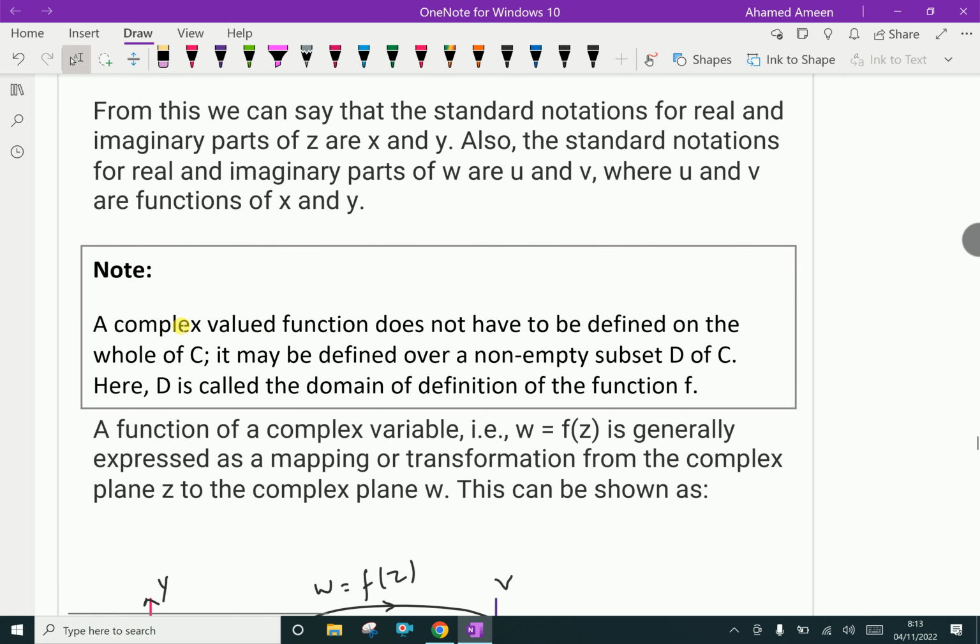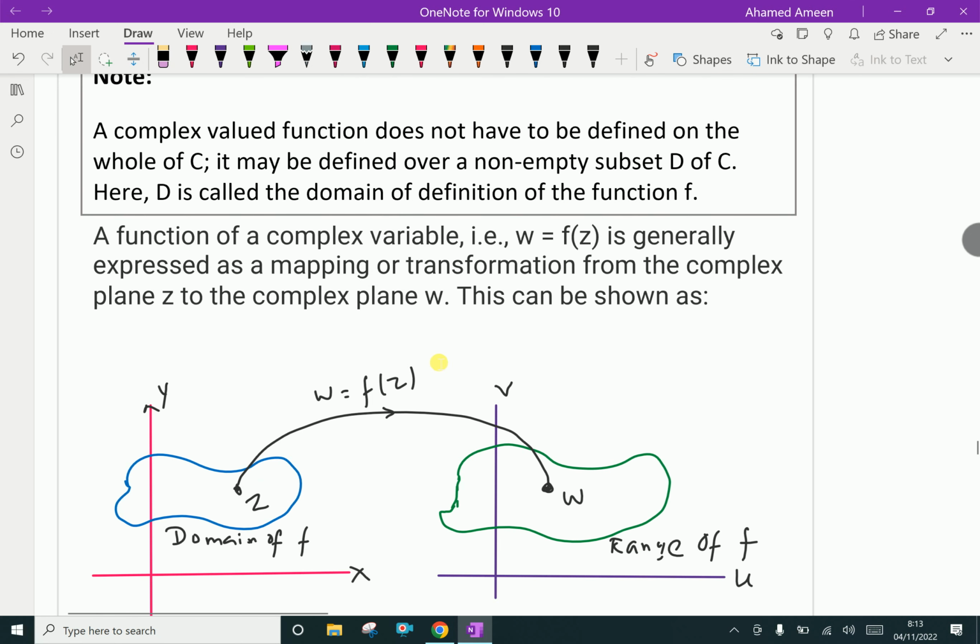Note the point: a complex valued function does not have to be defined on the whole set C. It may be defined over a non-empty subset D of C. Here D is called the domain of definition of the function f. Further explanation of the function.